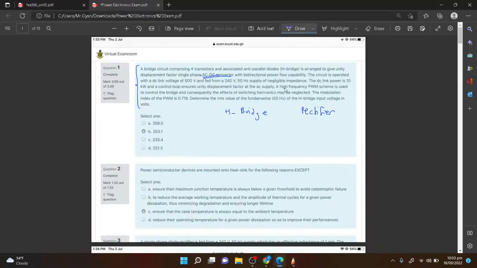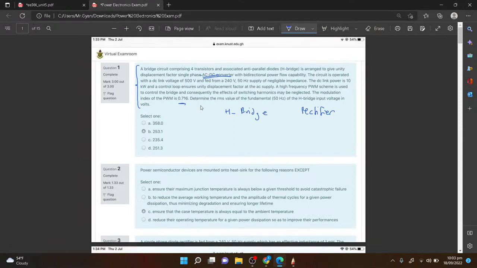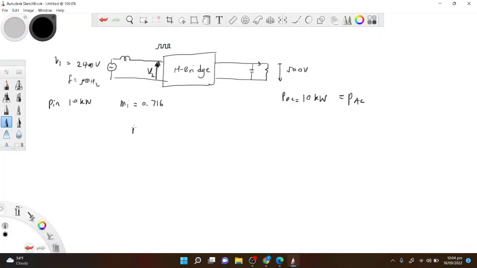Now let's say that a high frequency PWM scheme is used to control the bridge, and consequently the effect of switching harmonics may be neglected. The modulation index is 0.716. The first question says determine the RMS of the fundamental. We know that modulation index is equal to the peak of the fundamental over E. So if I find the peak and divide by √2, I'll get the RMS.